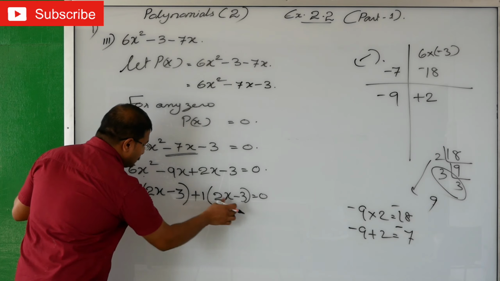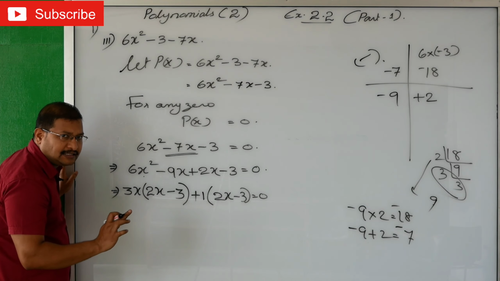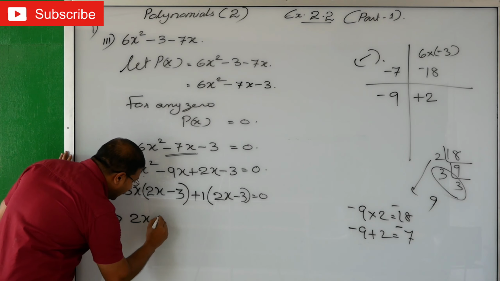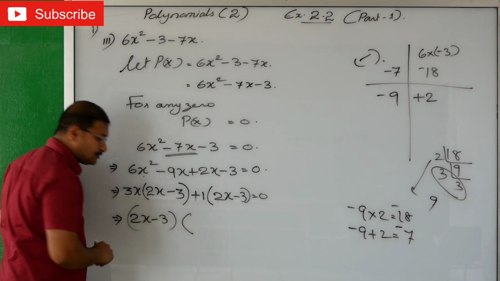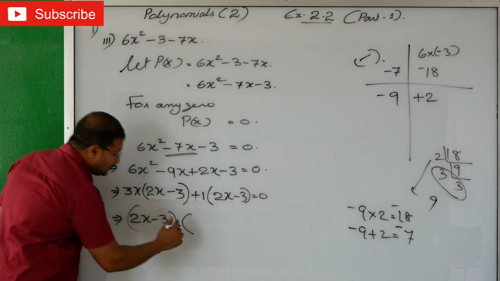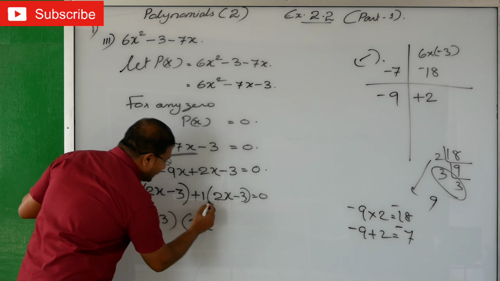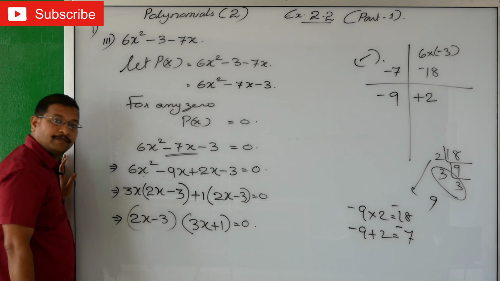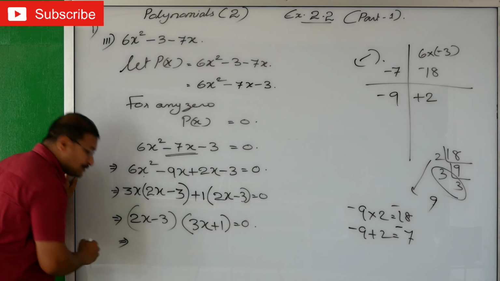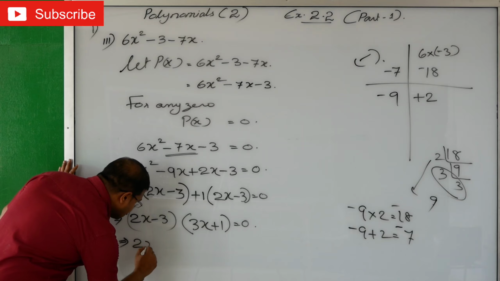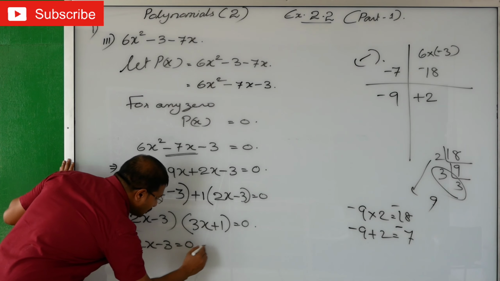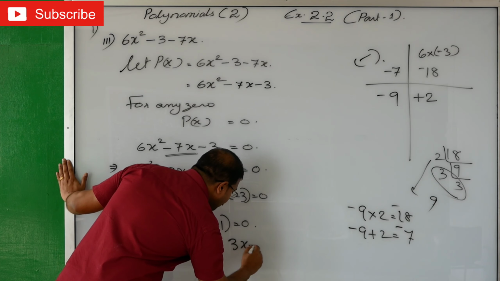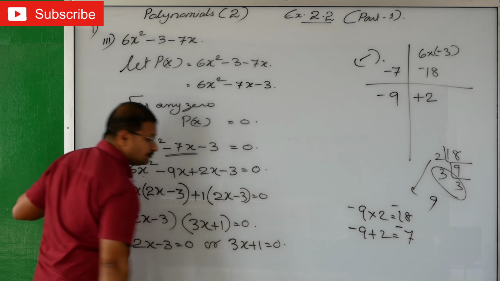Now these two, see, the brackets are the same. That means we will take that as common. That means what will you take? 2x minus 3, closing the bracket. Balance: what is your balance? 3x. And what is the balance here? Plus 1 equal to 0. Ready? This implies 2x minus 3 equal to 0, or 3x plus 1 equal to 0.